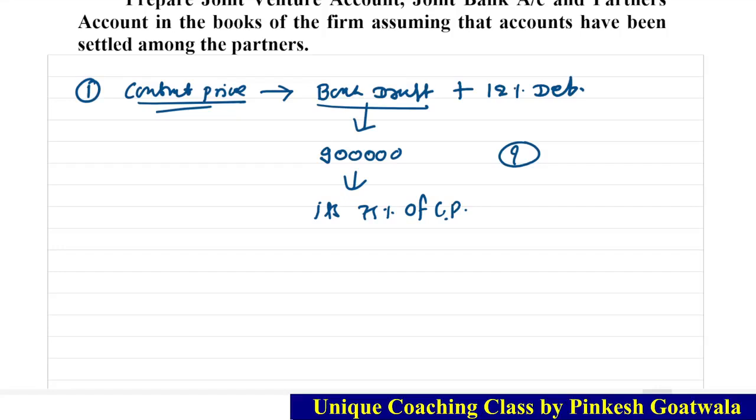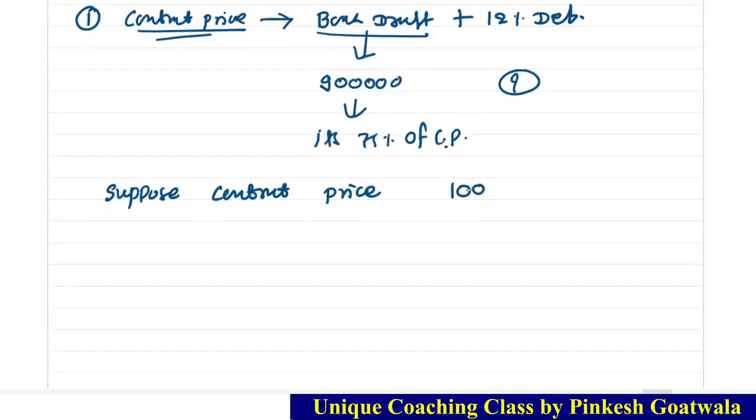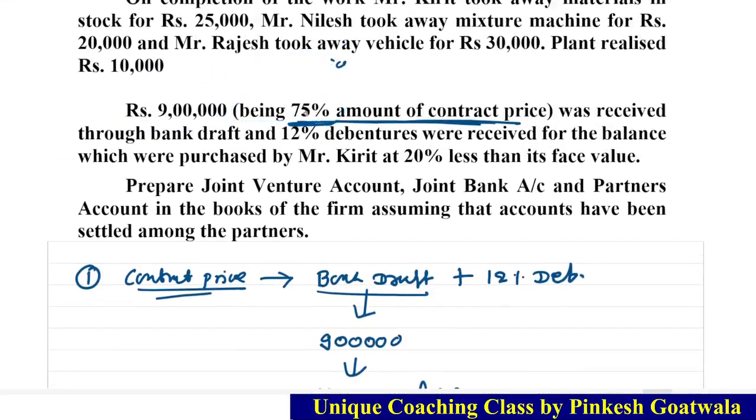So remember, 9 lakh is not the contract price, it is the amount of bank draft. So how much is the contract price? Suppose the contract price is 100. So how much bank draft did we receive? Here the bank draft is 75% of the contract price. Actually, I think you don't even need to suppose, you will get the amount directly. Just think practically.